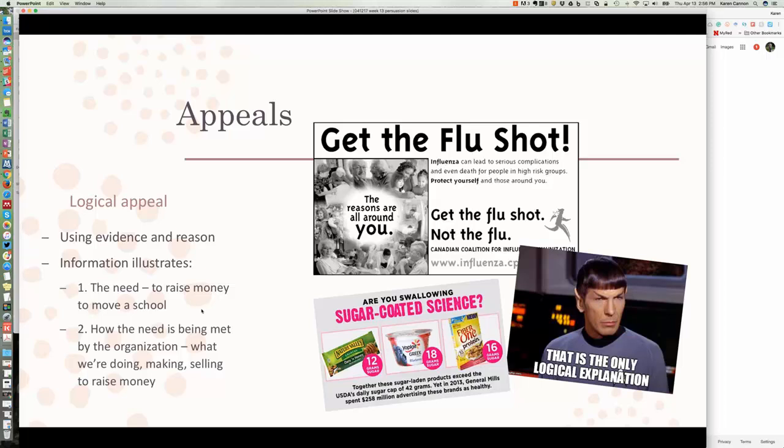So an example of using a logical appeal: if the need was to raise money to move a school, if a school needed to move to a new property, say it was a private school, then how the need is being met by the organization would be providing some evidence, some data to support that.